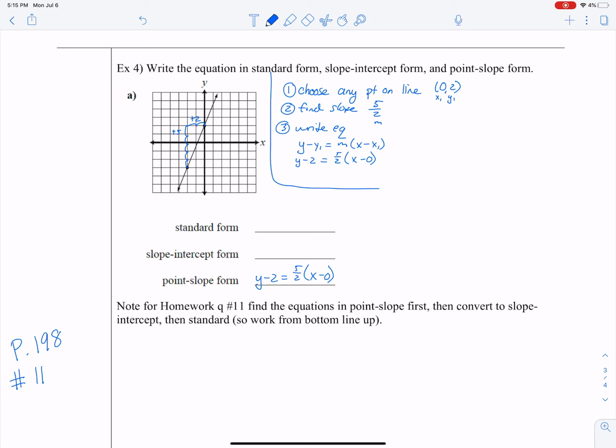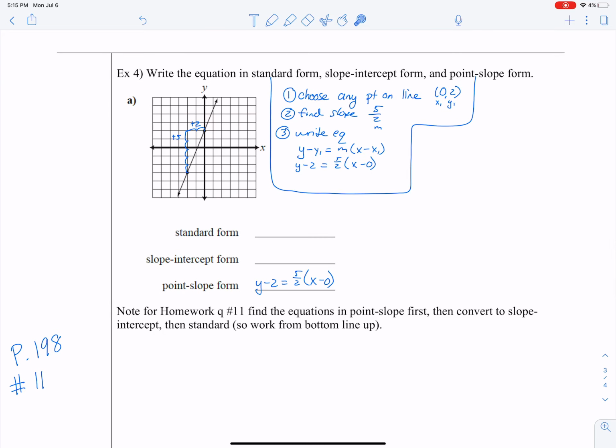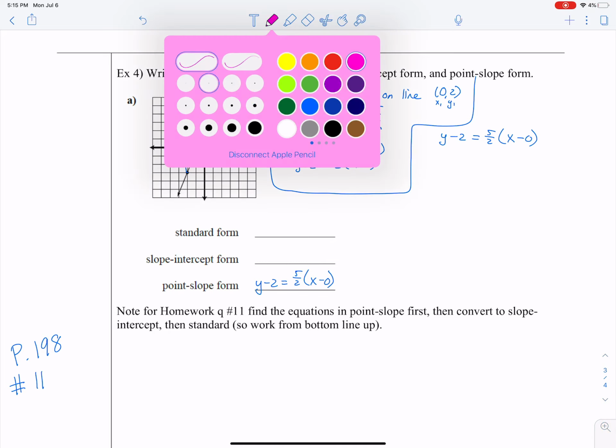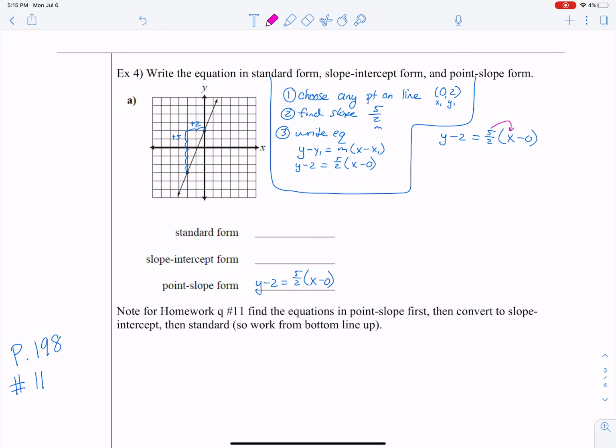Next, I'm going to transform point slope form into these other forms. Okay. So I'm going to start with y minus 2 is equal to 5 over 2 times x minus 0. And I'm going to convert, so I need to get rid of my brackets. So I'm going to do this multiplication first. So I get y minus 2 is equal to 5 over 2 x, and then anything times 0 is just 0.